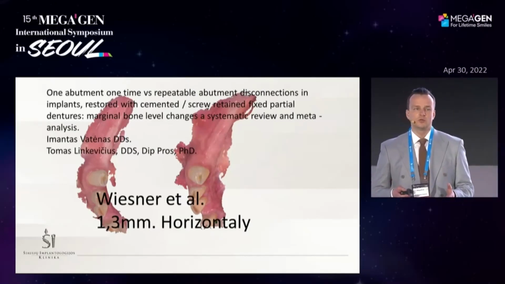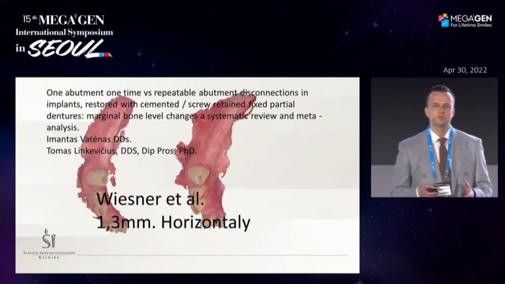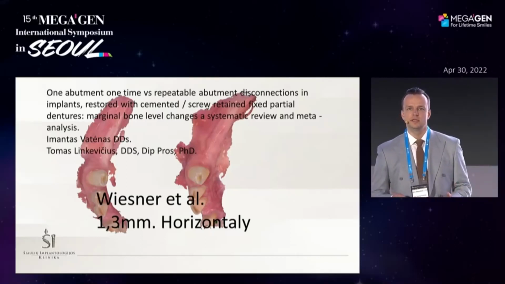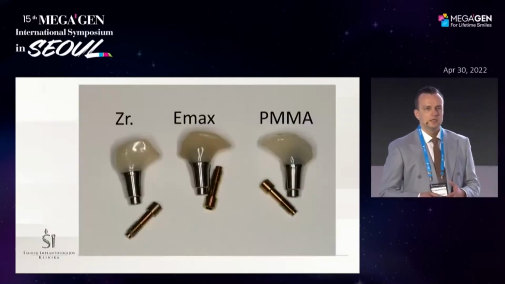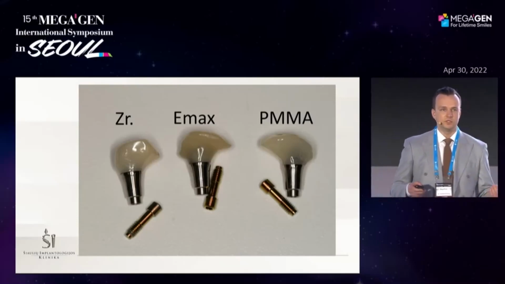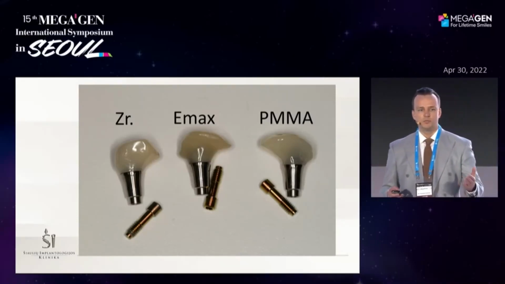Since then, we already knew the new case series we're going to do, trying to find out which individual healing abutment material is the best. We will definitely use the augmentation of the soft tissues. So the aim is to identify which material is the best for individual healing abutments: zirconium, Emax, or PMMA.